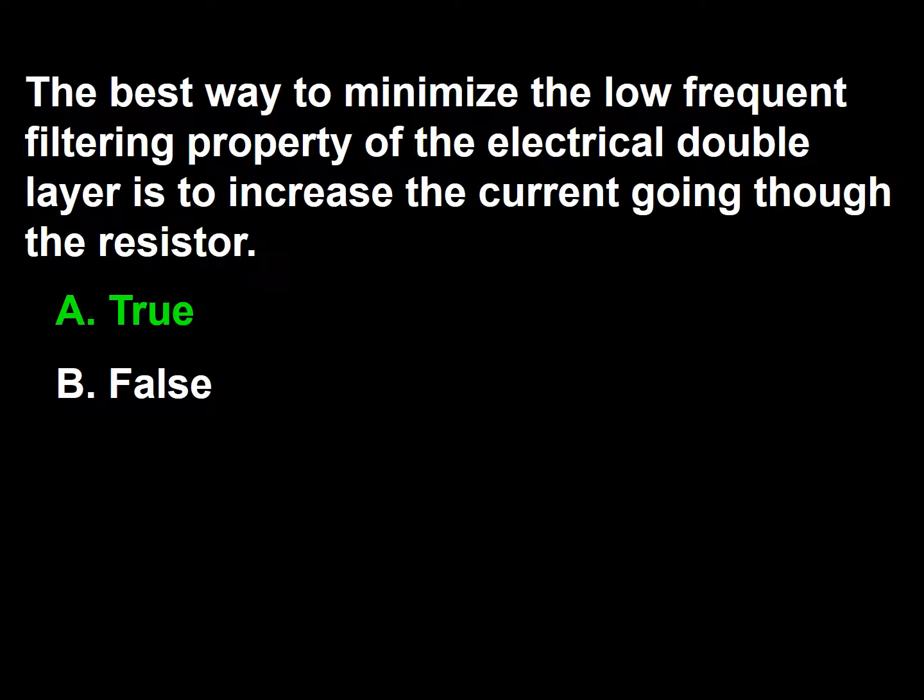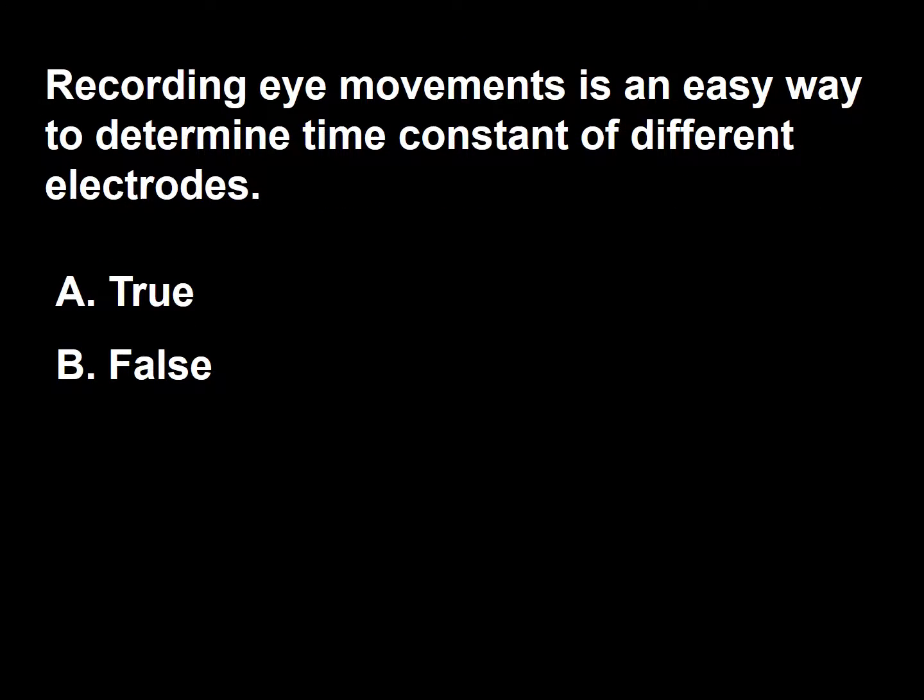So the answer to this question is A. The next question is, recording eye movements is an easy way to determine time constant of different electrodes. A true, B false. The eyeball can be thought of as a battery with a positive charge towards the cornea.